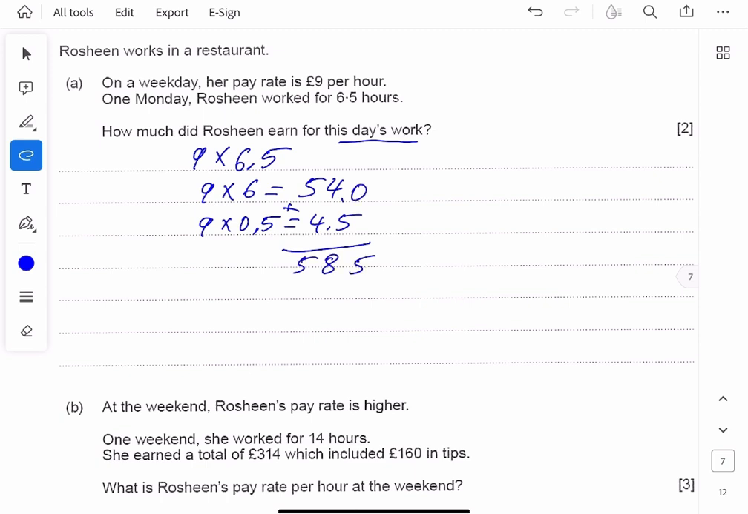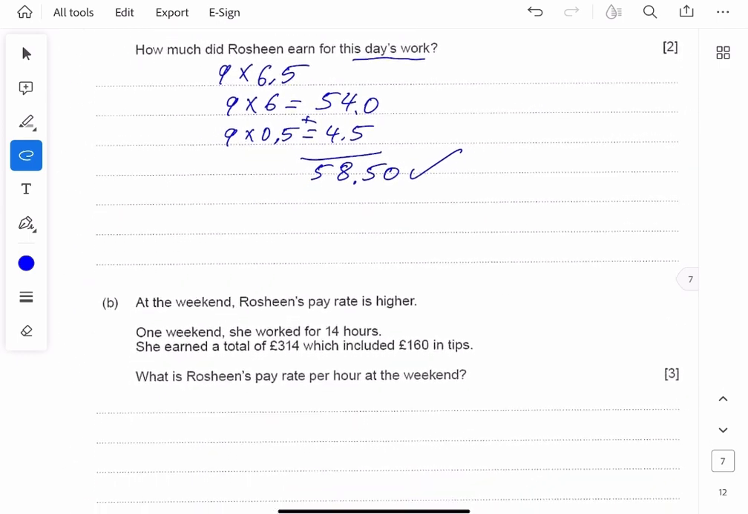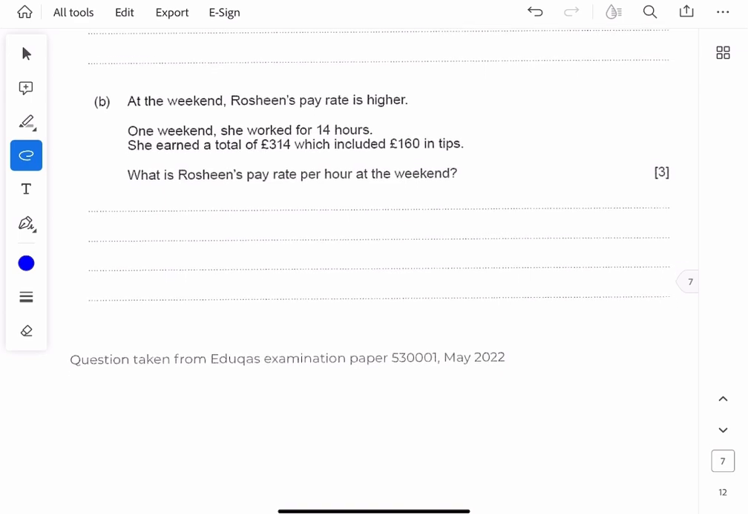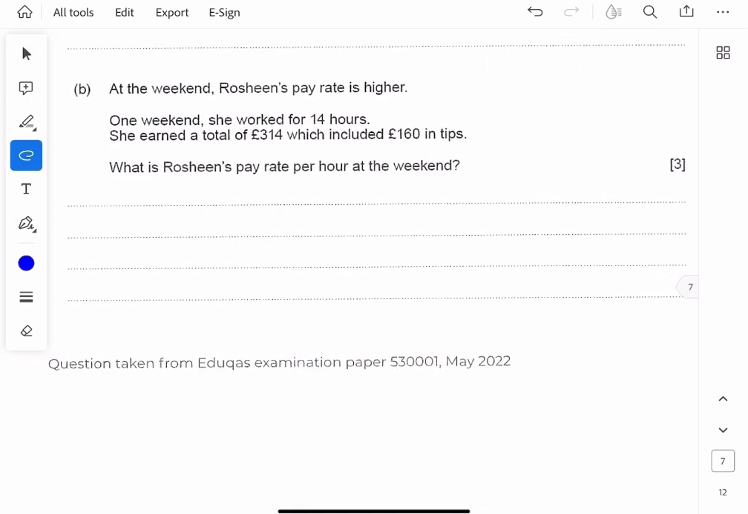That's one way, or you could just use column multiplication, 6.5, put 9 underneath, under 5, and multiply it this way. So the answer is £58.50. Okay, so that's part B of the question.